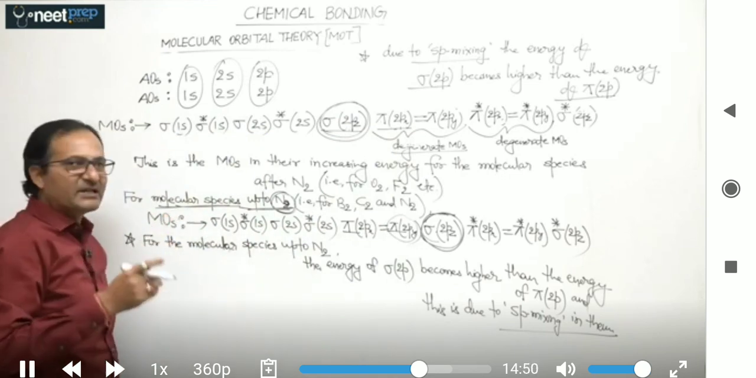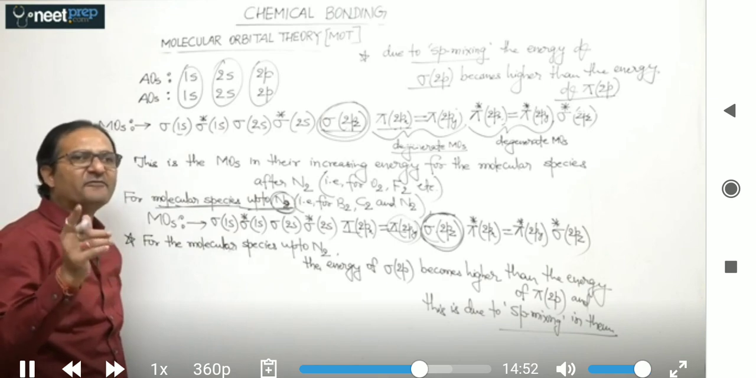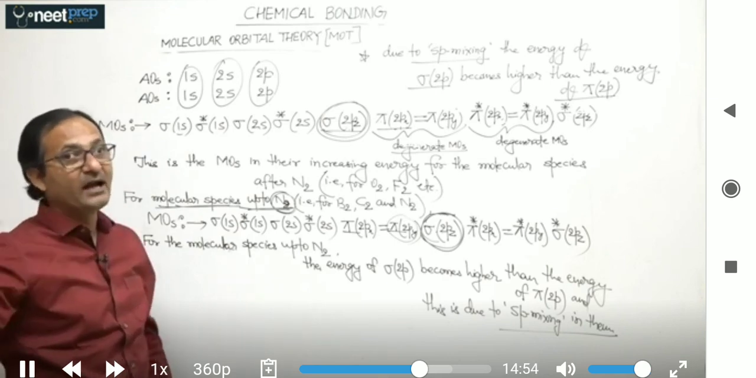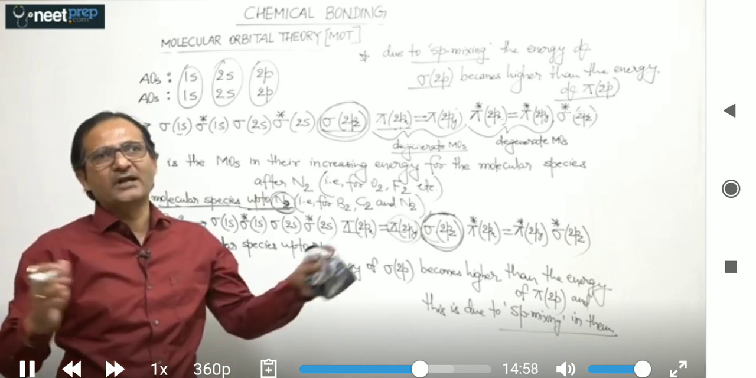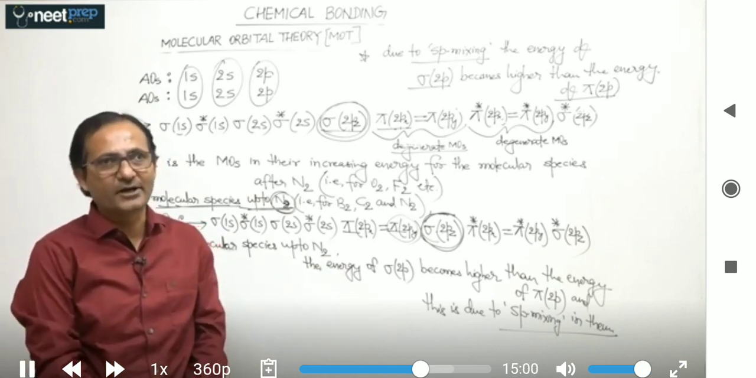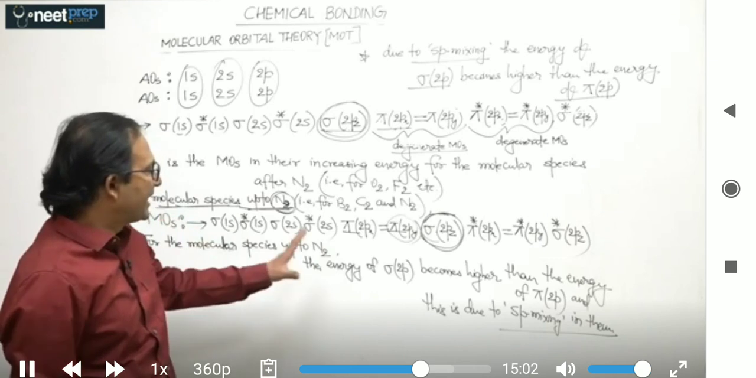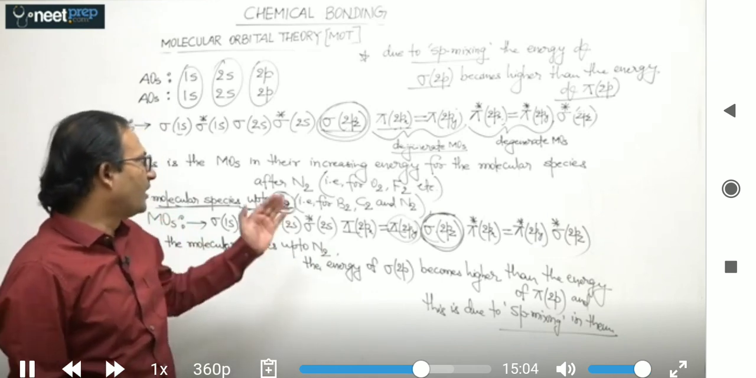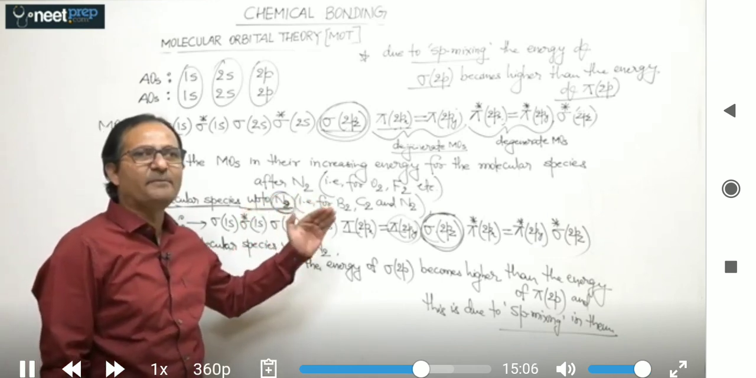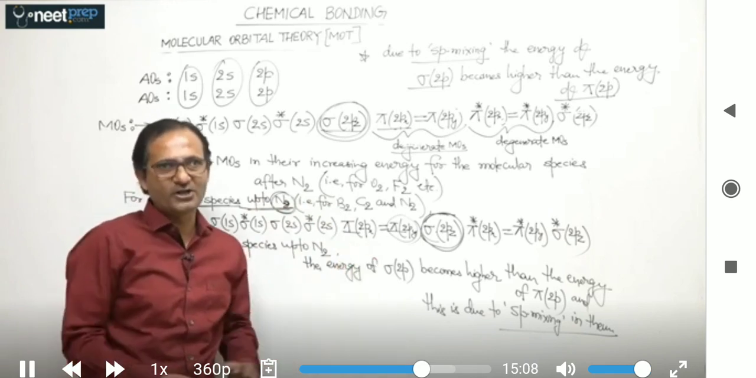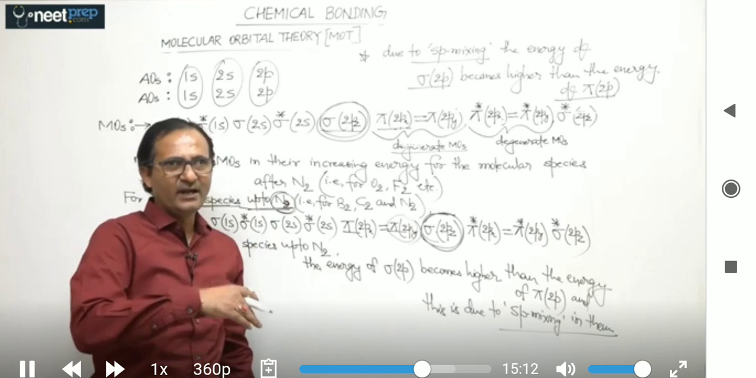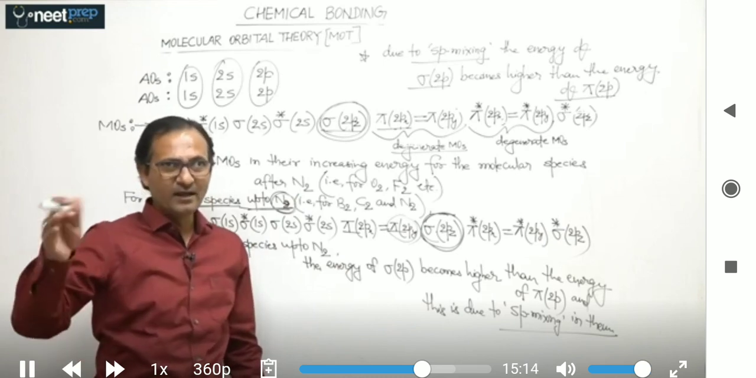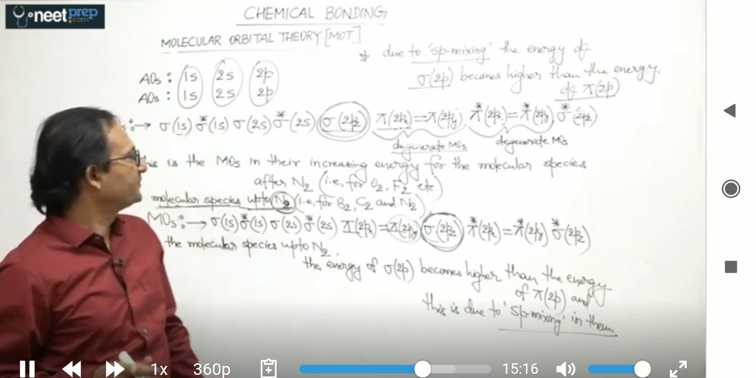What is sp mixing? This sp mixing is different from sp hybridization. In sp hybridization, both sp hybrid orbitals are equivalent, but in sp mixing, the orbitals having s and p character are not equivalent. One has more s, less p, and the other has more p, less s character.